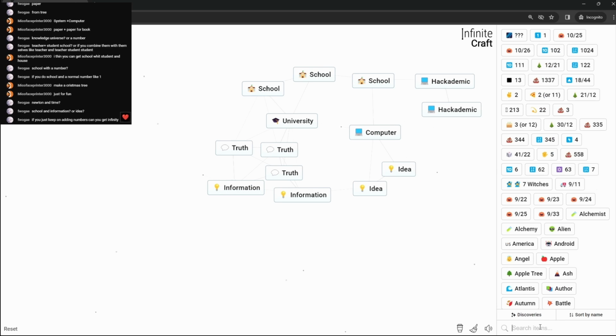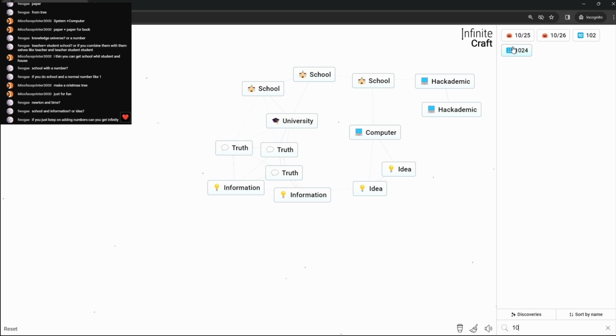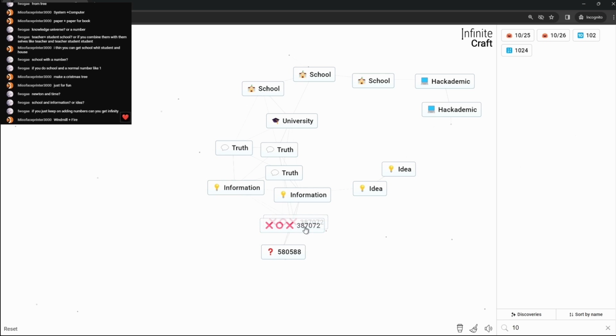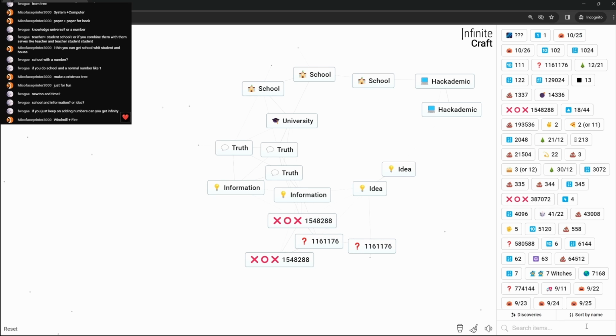If I keep adding numbers, can I get infinity? Maybe. My biggest number is 1,024. I guess it could work in theory. I did not think of that. I wonder how far up it goes. Windmill plus fire. Give me 1 second as I make my way. Wow, it actually won't sum these numbers. It won't go any higher.